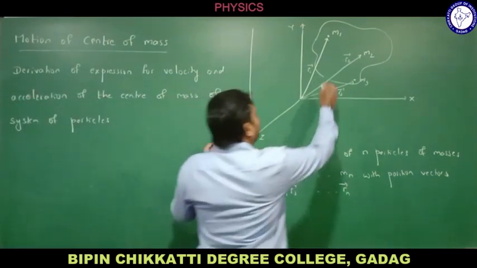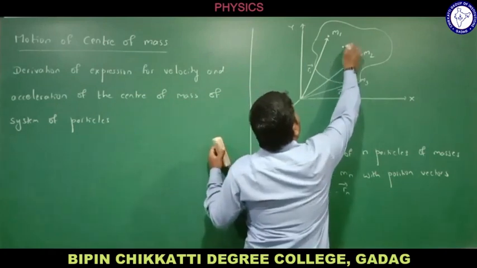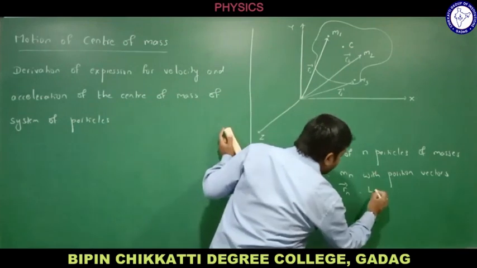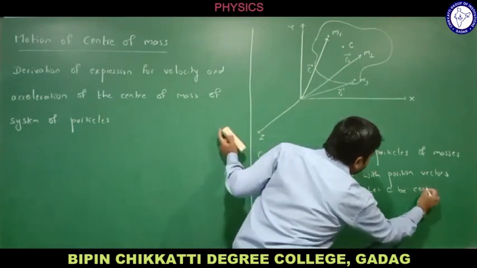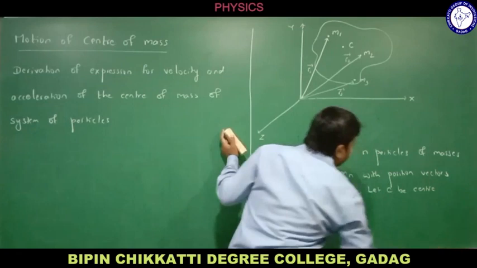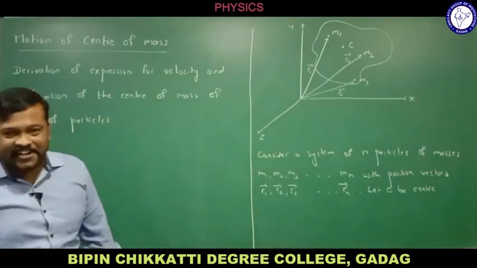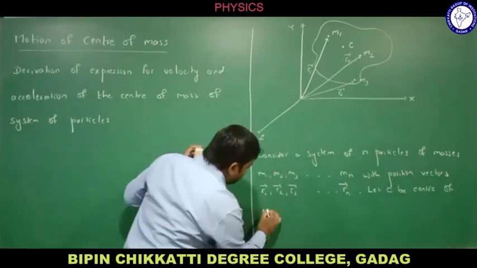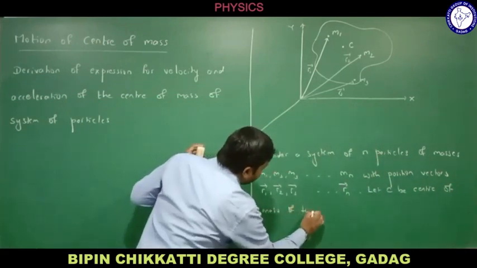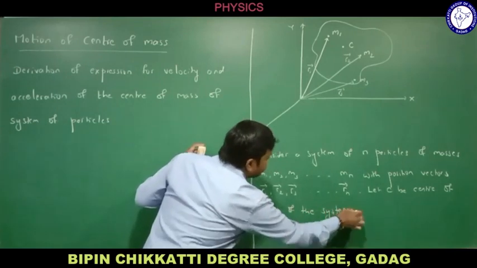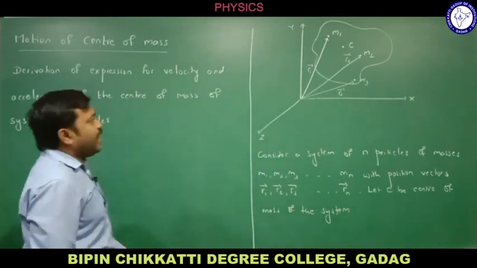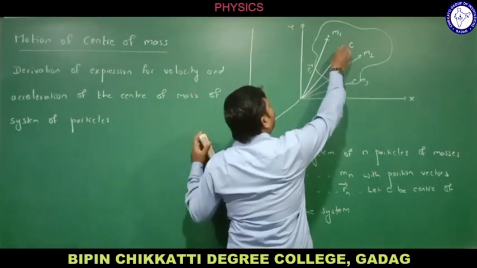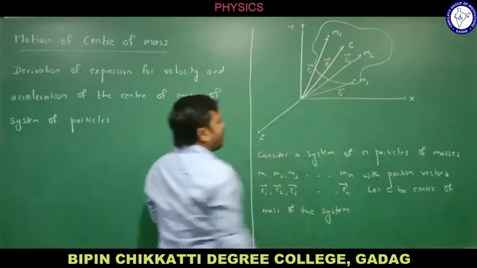And let C be the center of mass of the system. What is C? It is a point where the entire mass is supposed to be concentrated. That is why let C be the center of mass of the system. And its position vector, let me take like this. So what is the position vector? Capital letter R.